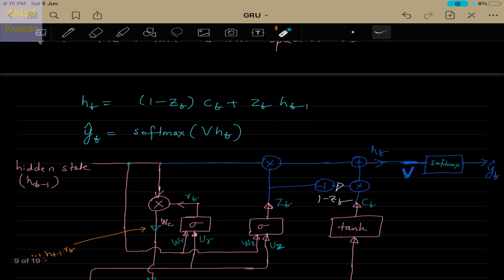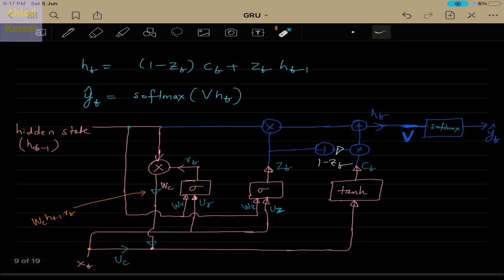So the hidden state HT which we have over here is basically nothing but 1 minus ZT times CT, which is coming from here, plus ZT times HT-1, which is coming from this side. This is actually ZT times HT-1. And then the output of this GRU unit, Y hat, will be softmax of V times HT. So V is basically the weight matrix that connects the hidden layer here, HT, with the output layer which we have here, followed by the softmax unit which is given in this box. So this completes the overall architecture of the gated recurrent unit.